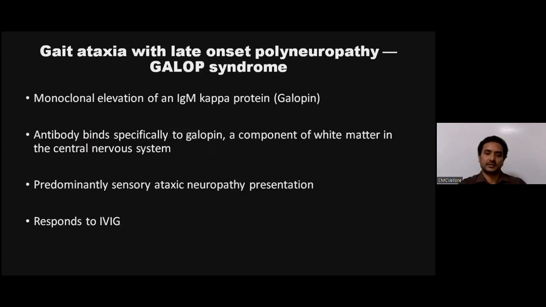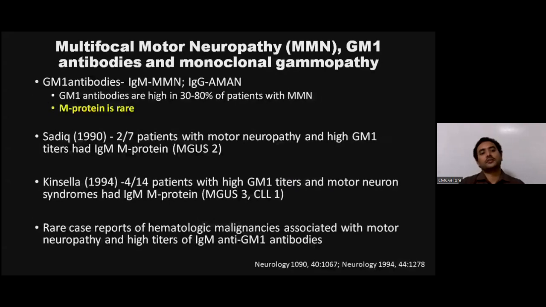A brief mention of MMN, multifocal motor neuropathy, and monoclonal gammopathy. Usually, as we know, it is associated with GM1 antibodies, and M protein is usually rare. But there are 2-3 studies where it can be associated with IgM M protein, and there are rare case reports associated with high titers of IgM antibodies.